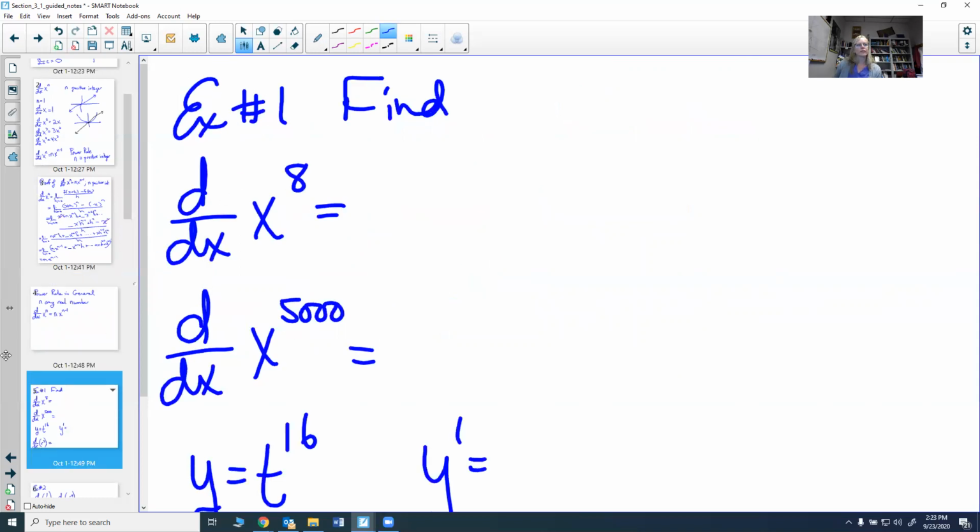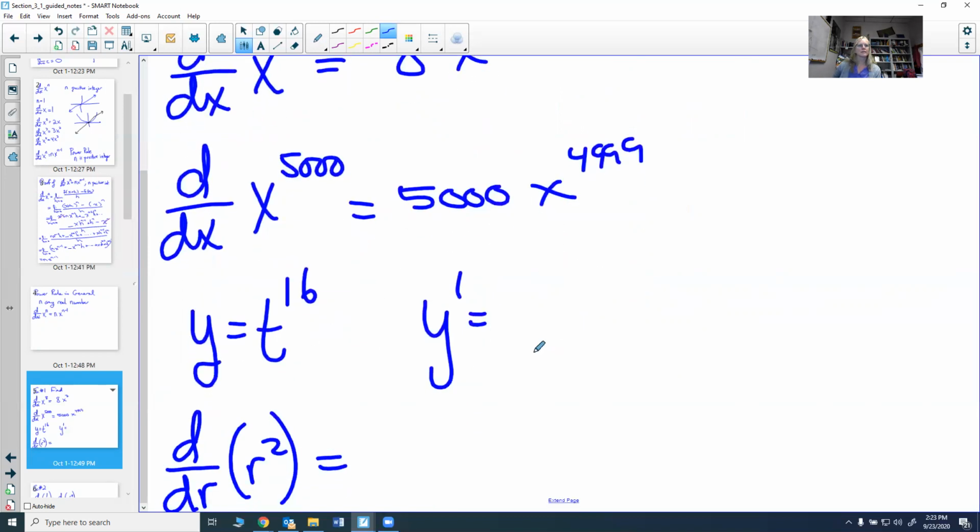So let's find the derivative with respect to x of x to the 8. Well, notice on each one of these, you bring the power down, and then you subtract 1 from the power. So it'd be 8 x to the 7th. Even x to the 5,000, bring the power down, subtract 1 from the power. So that'd be 499. X to the 16th, bring the power down. Now, this is one way to write the derivative, is the derivative with respect to x. This is another way. We have y equals t to the 16th, and then y prime would be 16 t to the 15th. Bring the power down, subtract 1 from the power.